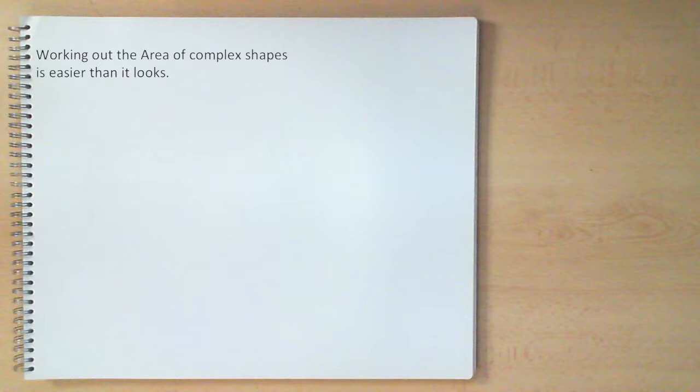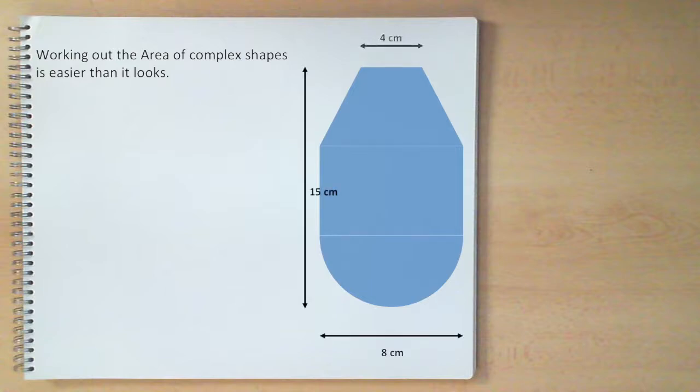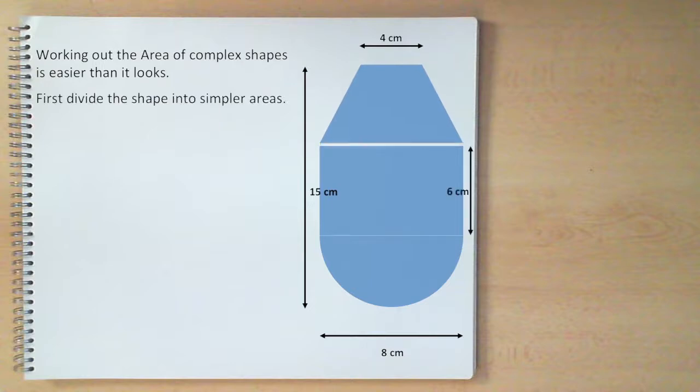Not all shapes are obviously rectangles or triangles. We're sometimes presented with some fairly complex shapes that we're asked to work out the area of. But this is sometimes a little bit easier than it at first looks. This shape doesn't seem to fit any pattern of the regular shapes that we have been able to get formulae for. But if we look at it closely, we can see that it's actually made up of a number of simpler areas that we could work out.